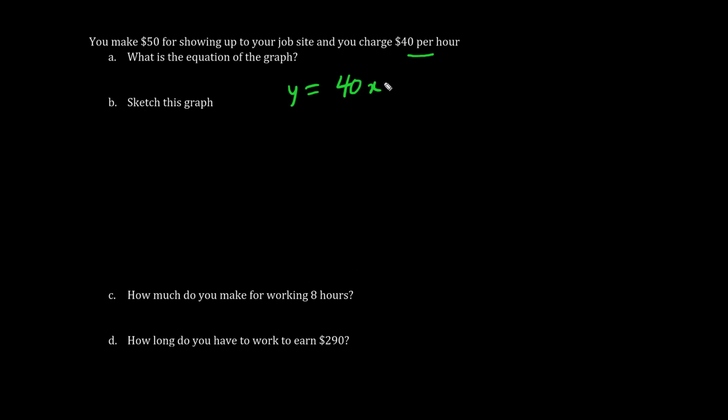X represents the number of hours. But you also make $50 just for showing up, so you get a free extra $50. Even when x, which is the amount of hours you work, is 0, you still get paid $50. So let's sketch this graph.